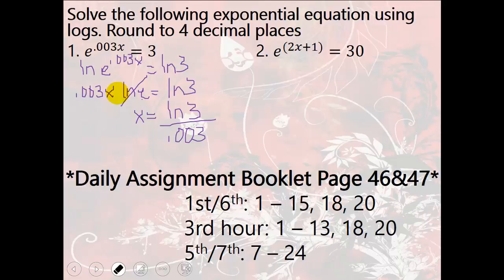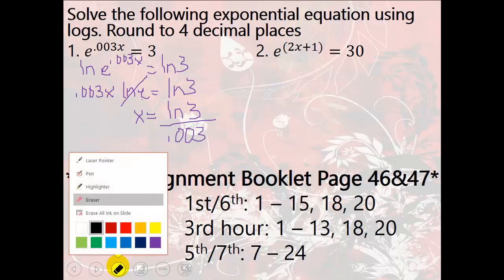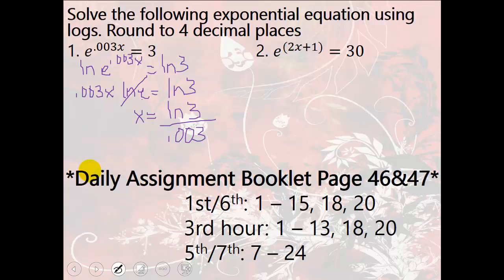And then I'm going to divide x by 0.003, and when I get that, I get x is approximately equal to 336.2040.